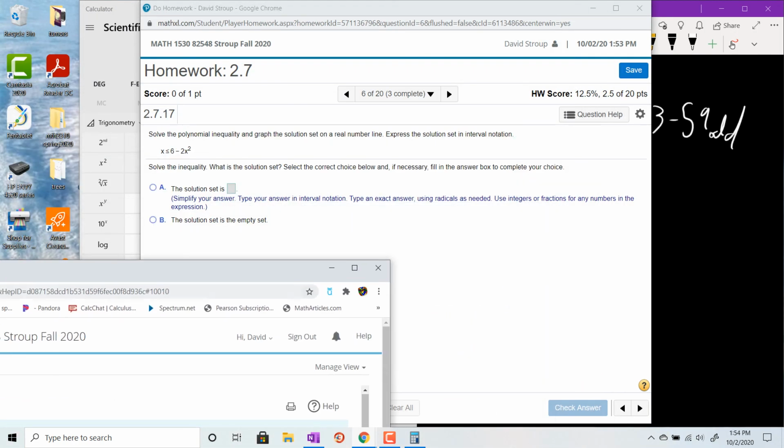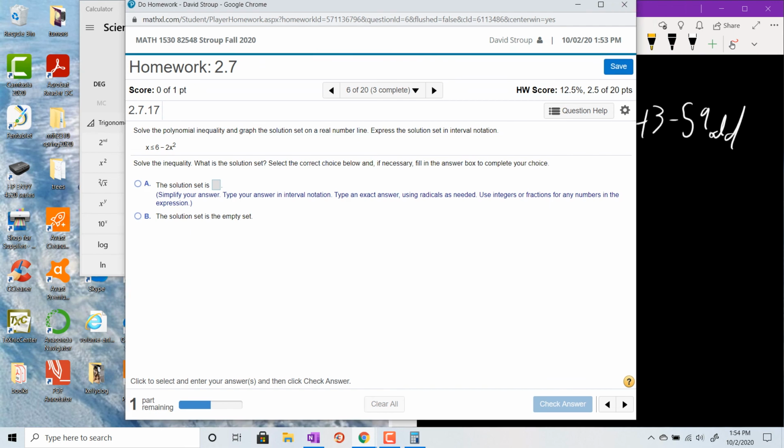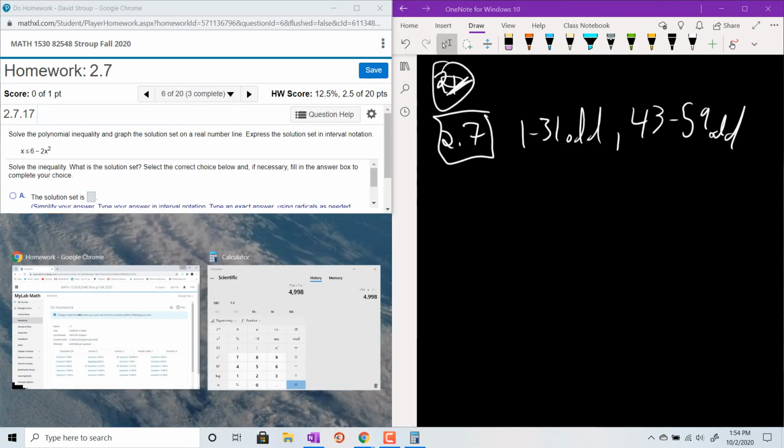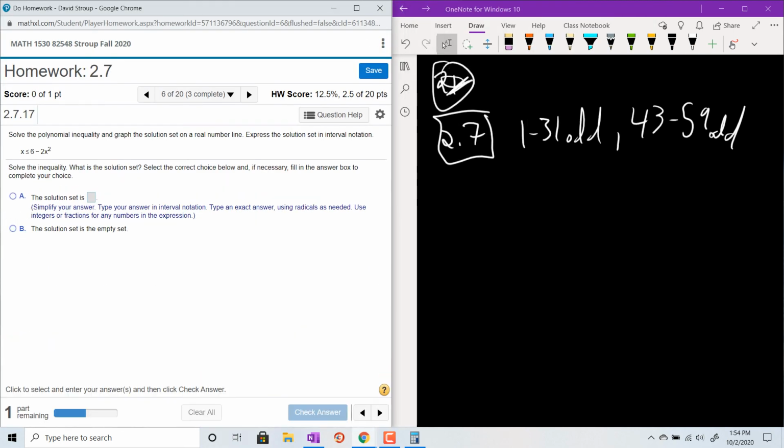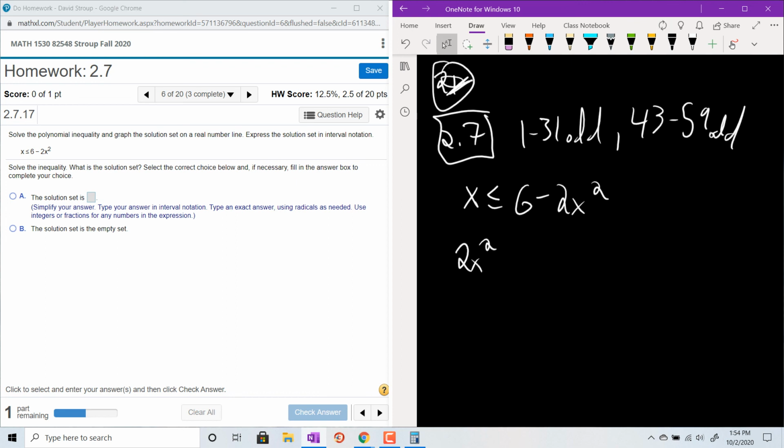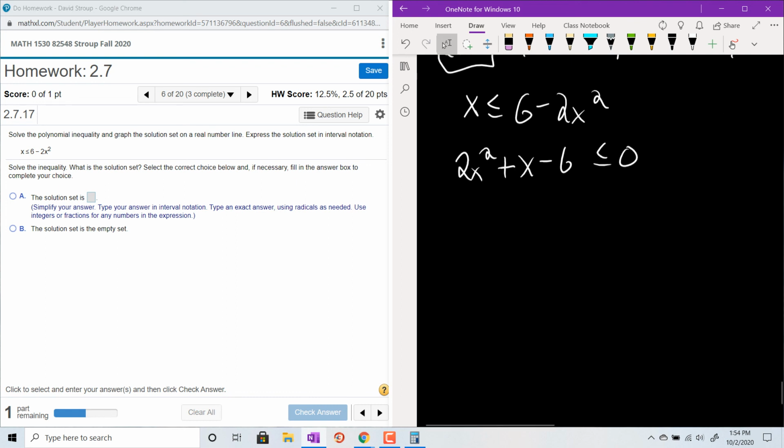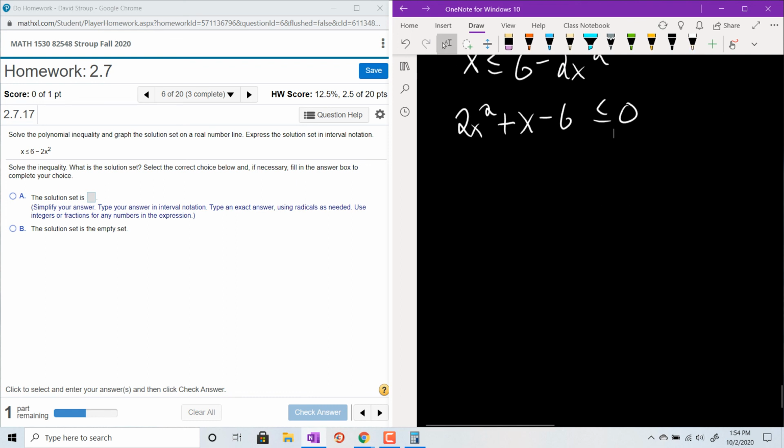So here we have a polynomial inequality. Let's just try to rip through that. So basically you want to get it equal to 0 to find kind of the frontier points. So let's see what we got. x is less than or equal to 6 minus 2x squared. So I'm going to move everything to one side. I have 2x squared plus x minus 6 less than or equal to 0. And then I need the intercepts. So I'm going to set it equal to 0 and solve.